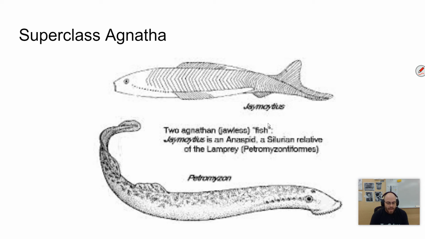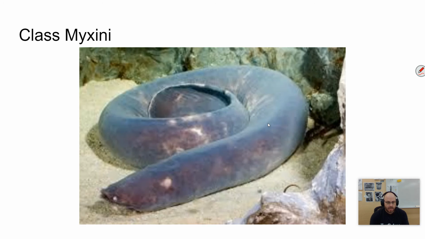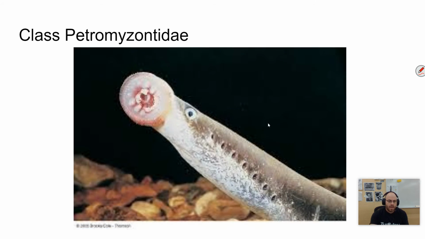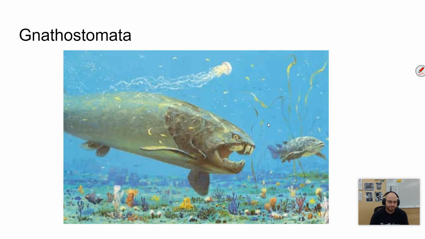So superclass Agnatha, A in front of this means not, Natha means jaw, and so these are jawless fish. There are 2 groups of superclass Agnatha. There is the class Mixini, which are hagfishes. Hagfishes are just lovely little creatures that make great pets. And then there is the class Petromyzonidae, today's word of the day, which is lamprey. And that picture right there was in my 8th grade science book. That's why I liked that picture.